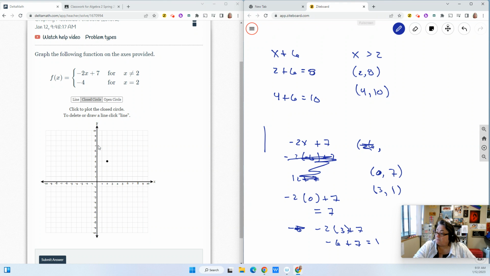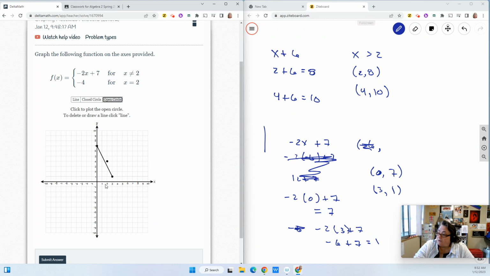So I've got 0, 7, and I have 3, 1. Oops. Oh, that's why I screwed up. I got to put back the line. I have 0, 7, and 3, 1. What do I know? Here at 2, I guess I'm going to have an open dot at 2, whatever. I screwed up. 3, 1.